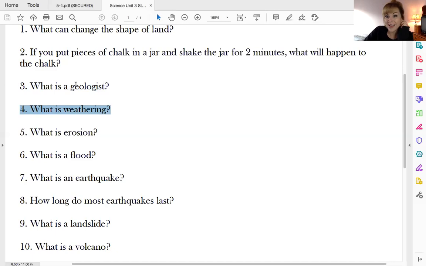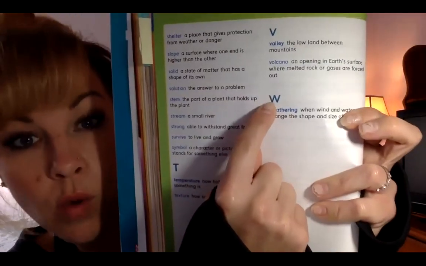Number 4 says, what is weathering? Same thing. I can go to the back of my book, and when I go to the glossary, weathering is actually right there. I went to W because weathering starts with a W. It says, when wind and water change the shape and size of rocks. Is that what I wrote? Yeah, and I even made it a little simpler, which you guys can do too.